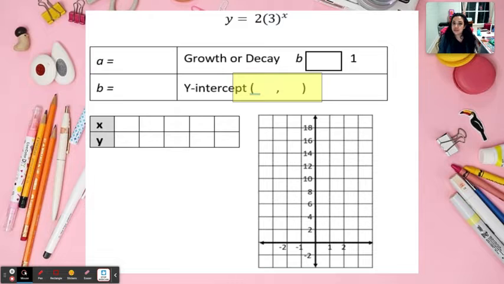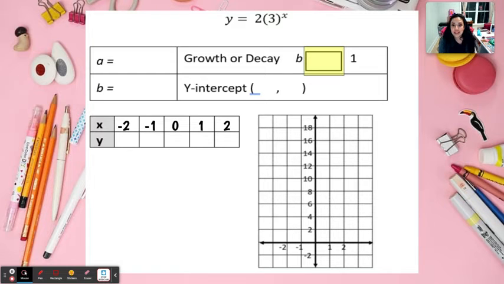So what does that translate over to as the y-intercept, or as an ordered pair? What is the b value in this equation? Is that b value greater than 1 or less than 1? You should also answer, is that growth or decay from that information? I don't know why I didn't highlight that.